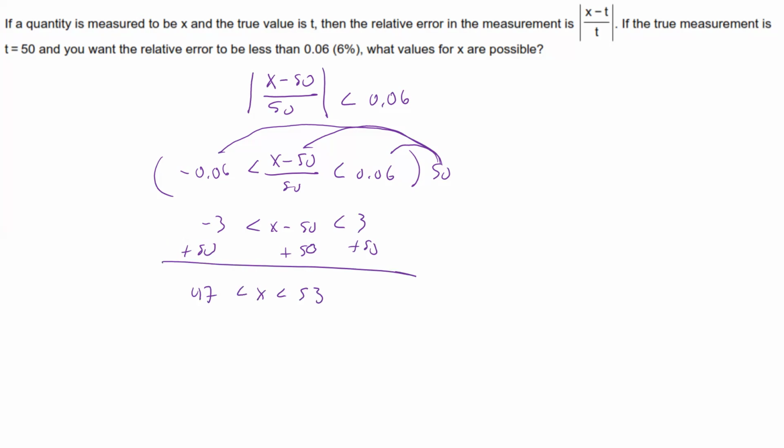And so the values are going to be, it didn't tell us what our units are, so we don't know the units. So it's going to be between 47 and 53 is where our measurement is going to be, getting that less than 6% relative error. All right, so that's all I have for this section. Hopefully that helps.